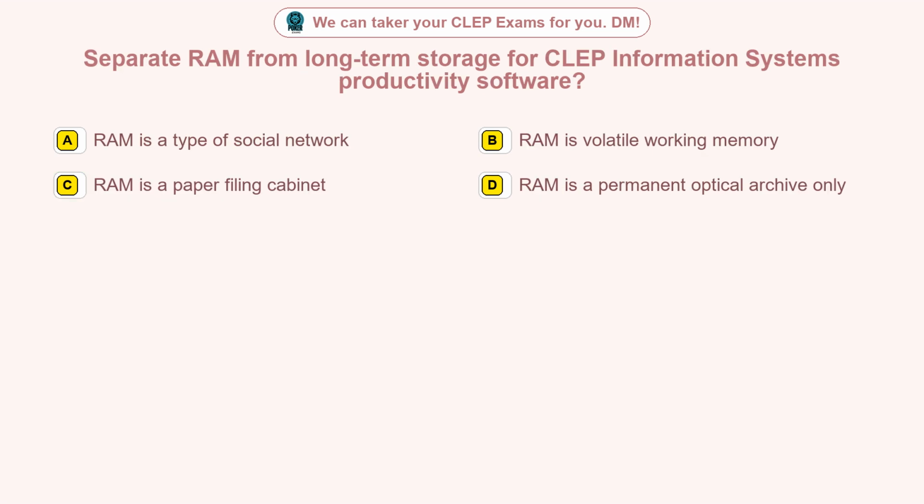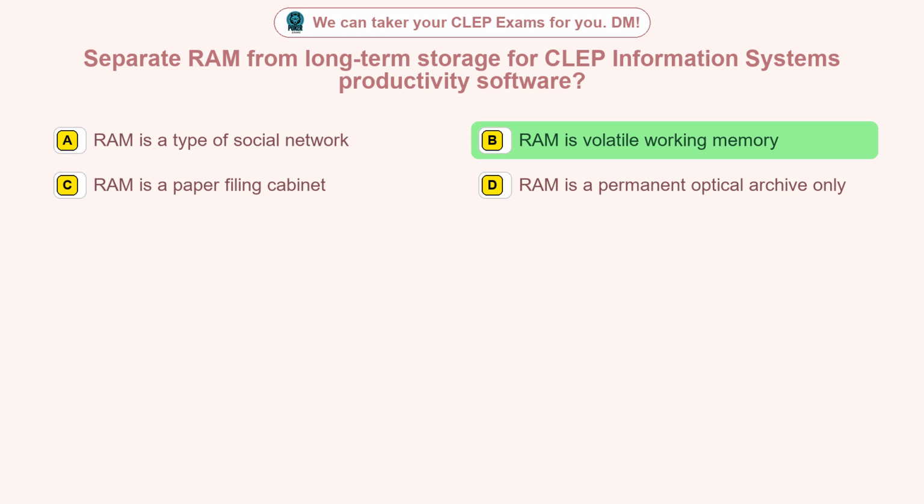Question 52. Separate RAM from long-term storage for CLEP Information Systems productivity software. Option A. RAM is a type of social network. Option B. RAM is volatile working memory. Option C. RAM is a paper filing cabinet. Option D. RAM is a permanent optical archive only. The correct answer is option B.